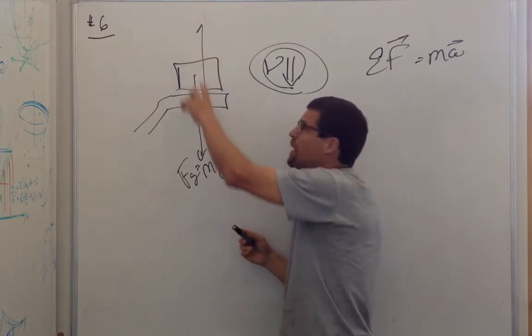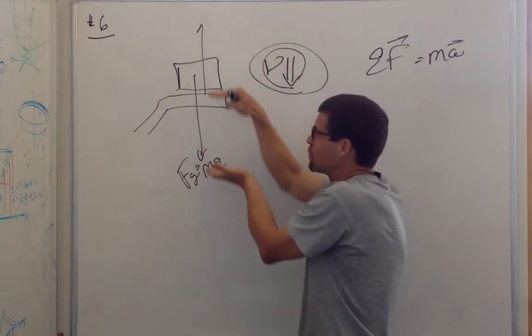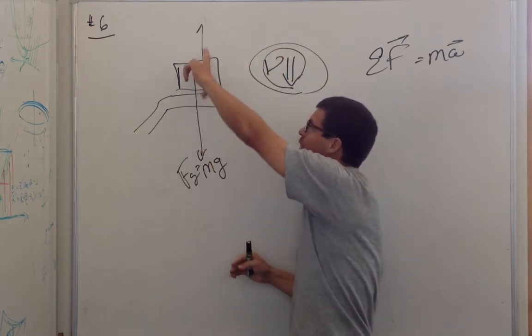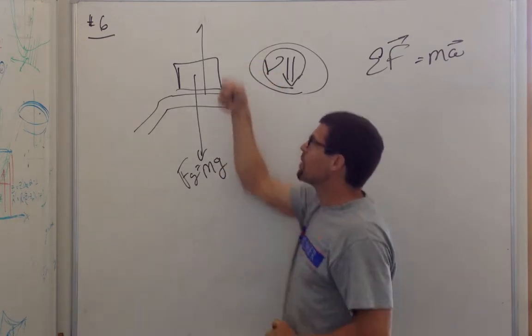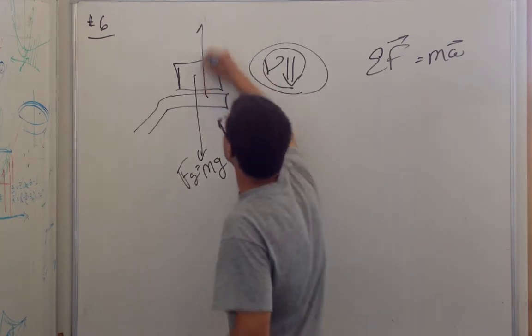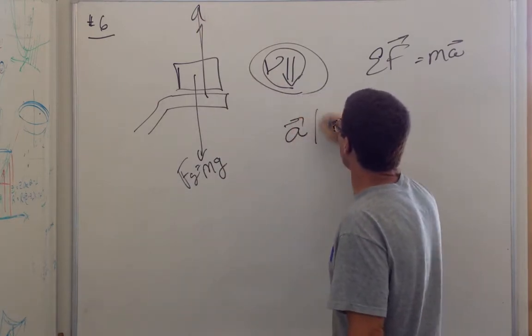So which one of these is bigger? If it was going down at a constant rate, it'd be in equilibrium and these would be the same. But it's slowing down. So something must be pulling it upwards, so this force must be greater than the force of gravity because the acceleration is up.